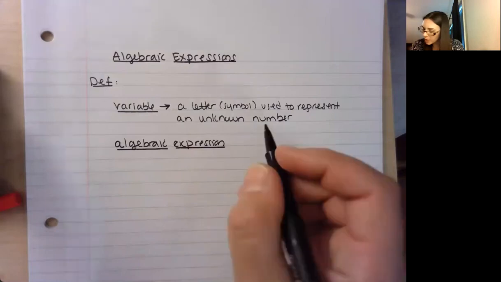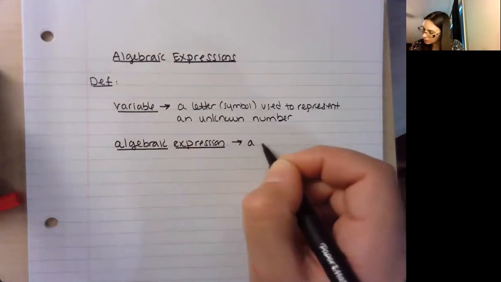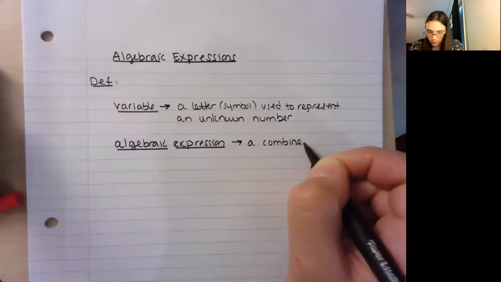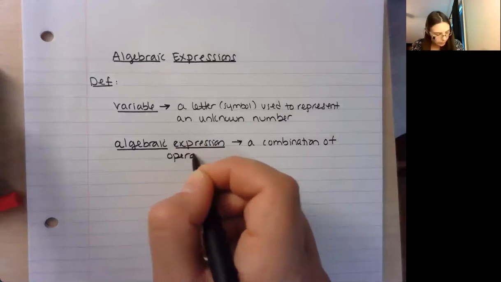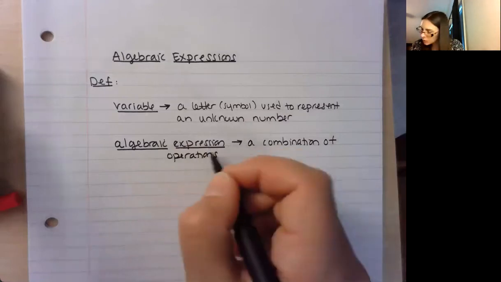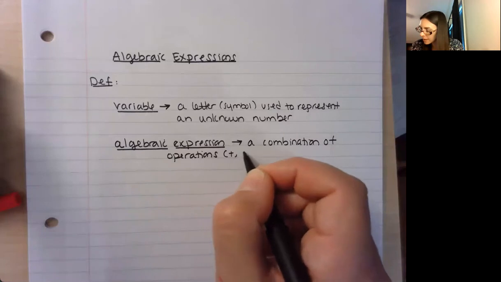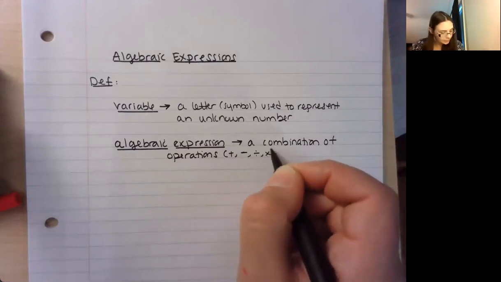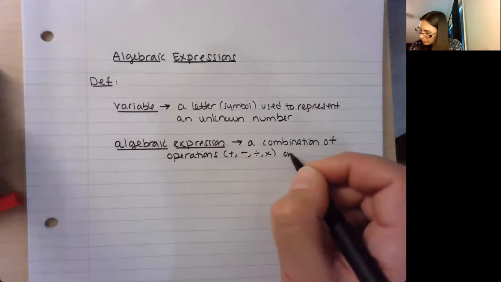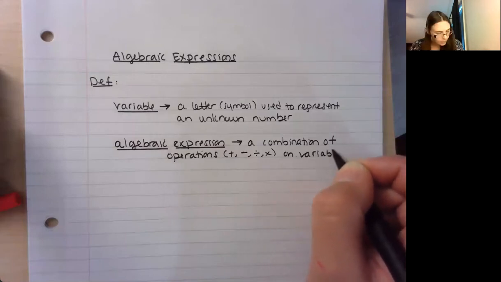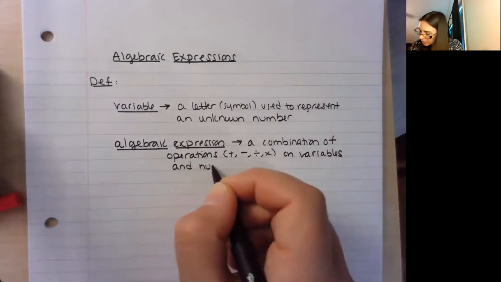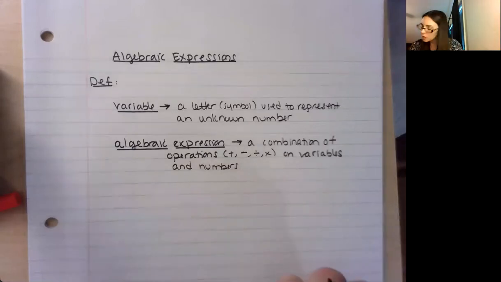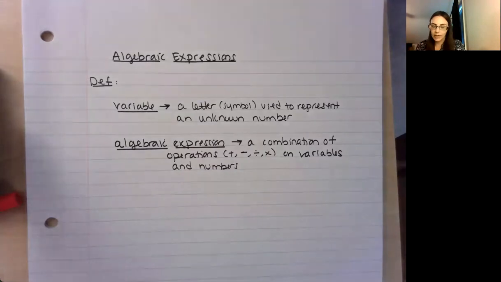And an algebraic expression is just a combination of operations. So again, then it could be adding, subtracting, dividing, or multiplying on variables and numbers. Sometimes we'll just use the word expression instead and we'll drop algebraic. So if you just hear the word expression, that's totally fine.